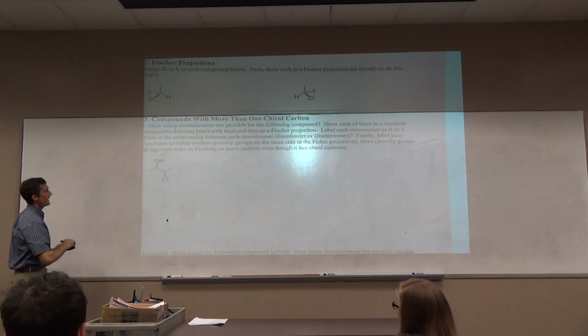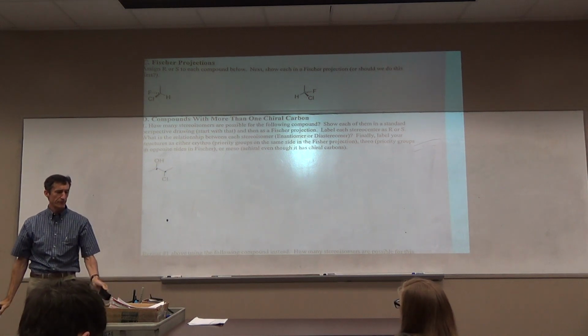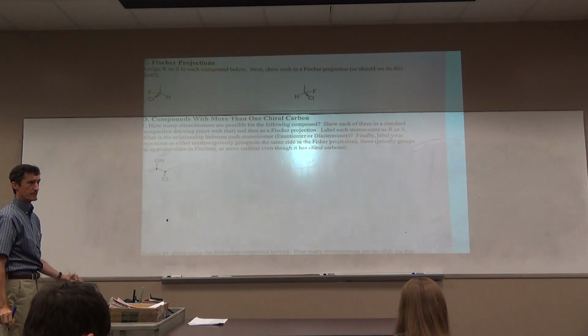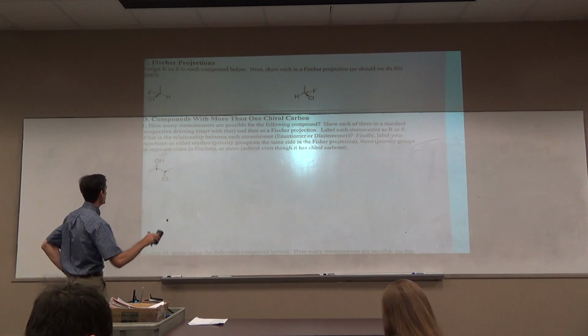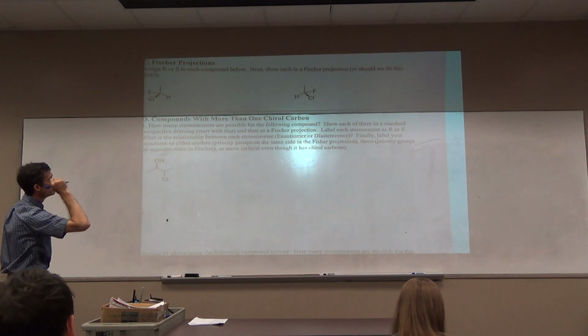So we got this compound. 2 chiral carbons, 2 stereogenic sites. 2 to the 2 is 4. 4 stereoisomers max. There could be less sometimes than max. We will see an example of that. Okay, let's draw all 4. Do you have all 4 drawn?